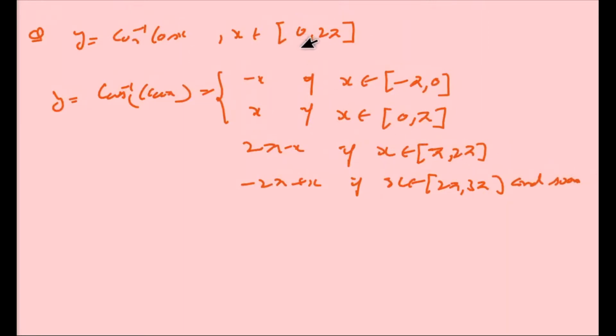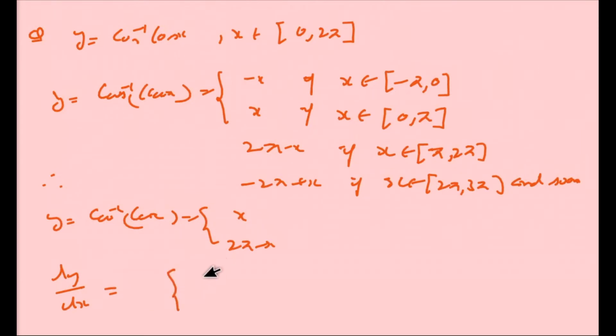Okay, so here we are given 0 to 2 pi. We can take x for 0 to pi, and that is 2 pi minus x for pi to 2 pi. Okay, so hence y equal to cos inverse cos x equal to either x or 2 pi minus x. Therefore we can say dy by dx equal to differential of x is 1, and it is 0 minus 1 equal to minus 1. So this is your answer.